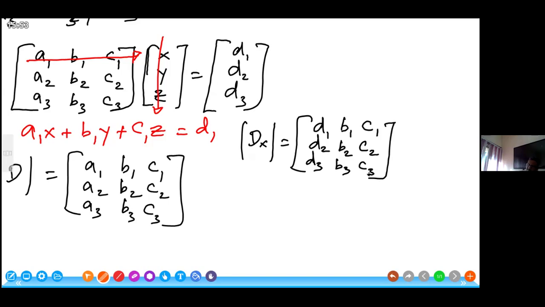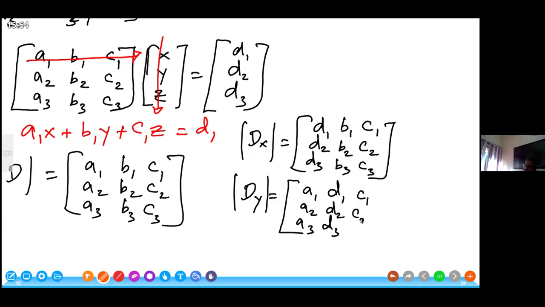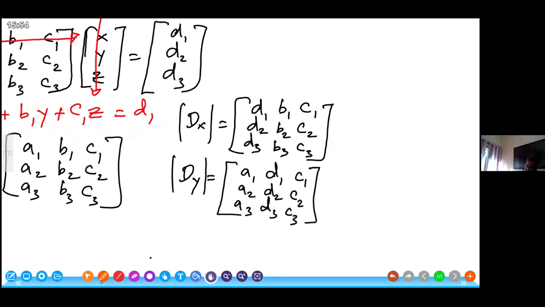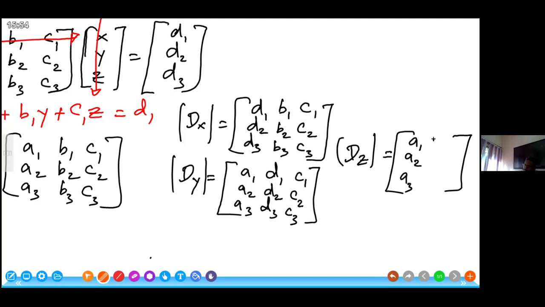and the remaining B1, B2, B3, C1, C2, C3 will remain there. Similarly, the determinant of dy: A1, A2, A3 will be replaced by D1, D2, D3, and B1, B2, B3, C1, C2, C3 remain as they are. The last one, dz: the determinant of dz will be written as A1, A2, A3, B1, B2, B3, D1, D2, D3.